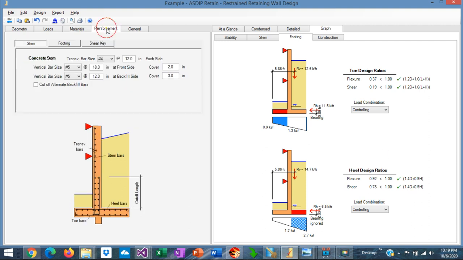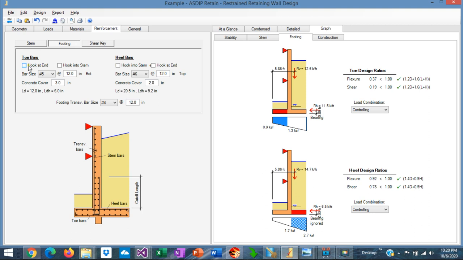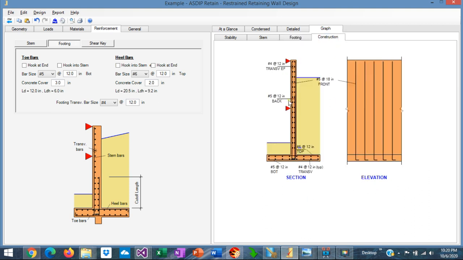We go to the reinforcement tab. We have multiple controls to define the rebars and the spacing for the stem, for the footing, the toe and the heel, and for the shear key, if any. We go to the construction tab. We can see a section view and elevation view of the retaining wall showing the rebars that we just designed.